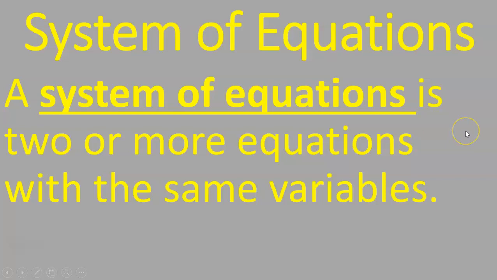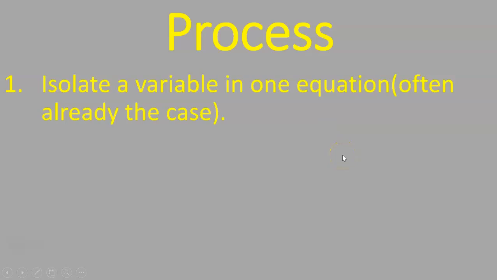A system of equations is two or more equations that have the same variables. So you see two or three different equations, and the variables you see within those equations are the same variables. That's a system of equations. The process to solve a system, specifically the substitution process, is: isolate a variable in one equation.